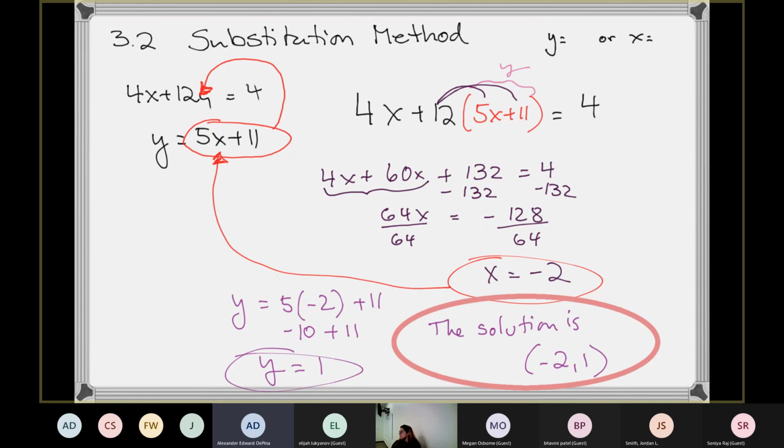What kind of system is that? Let's see what the people online say. It's weird how sometimes you type and then nothing's happening. See, Chloe says it's consistent and independent. It's weird how names pop up. Whenever you have an ordered pair as a solution, that means that's your point of intersection. That's always consistent and independent.